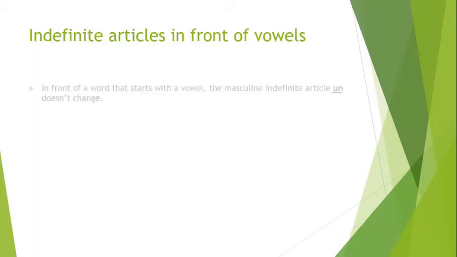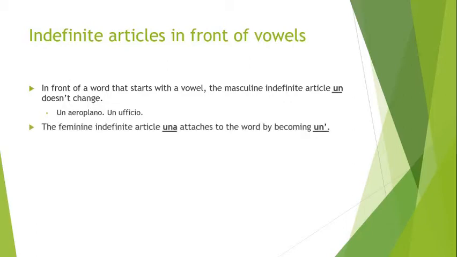But indefinite articles in front of vowels, something else happens. Once again, un doesn't change in front of a vowel. This time it's the masculine one that doesn't change. Un aeroplano, un ufficio. See how it stays separate there and it doesn't change? Whereas the feminine one does attach. Una becomes un apostrophe, and it attaches to the noun. Un'opera. Instead of saying una opera, you say un'opera. Un'amica. Un'università. It attaches to the word.